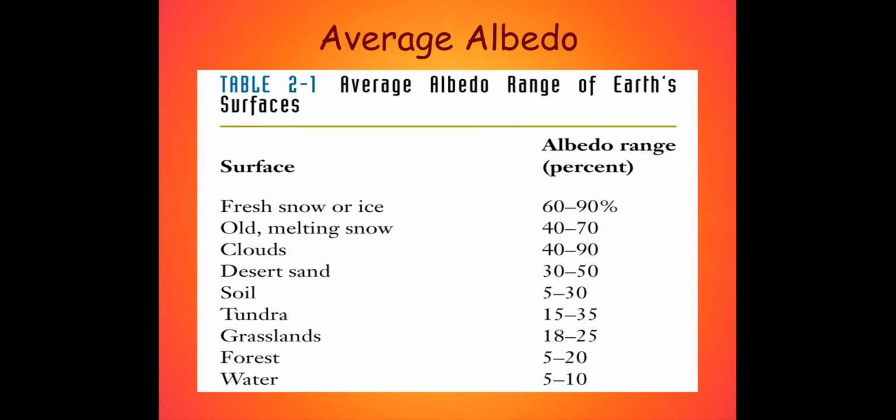Different surfaces on Earth have different albedos and different effects. The polar ice caps have a higher albedo, so they reflect more sunlight, creating a cooler environment. Rainforests have a low albedo, therefore they have a warmer climate.